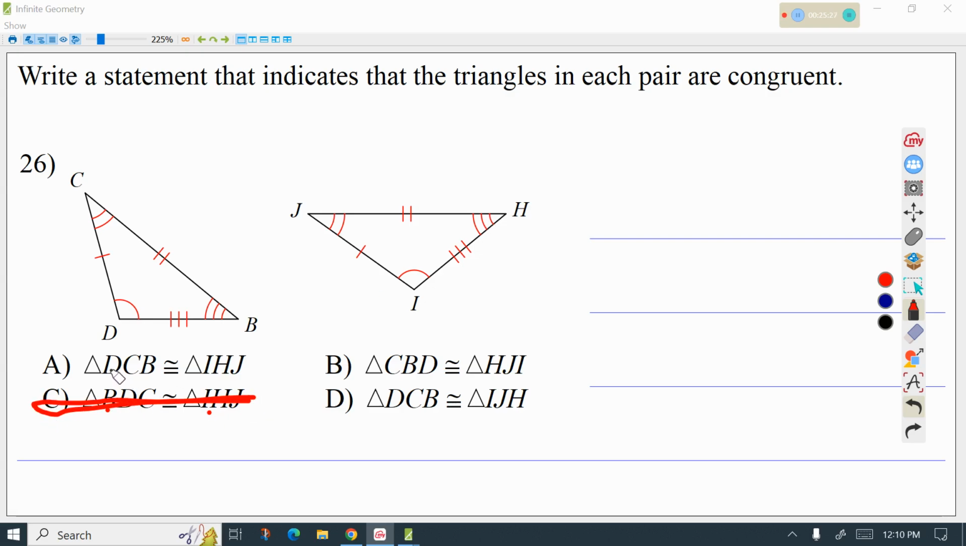What about this one? It says D and I. That's good. What about C and H? Uh-oh, that's not right because C has 2 and H has 3. So we'll cross out that one. Now we've got a 50-50. It's one of these two.